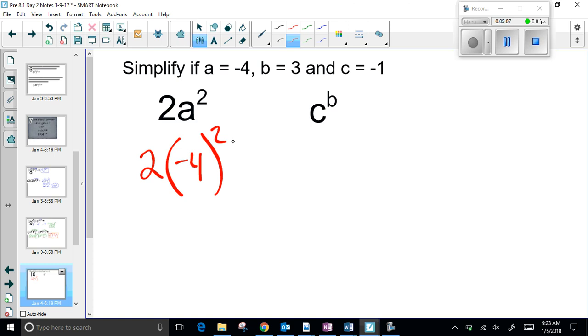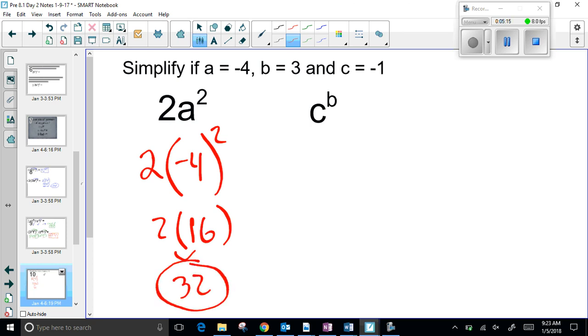Well, what is -4 raised to the second power? -4 times -4 is 16. Then I multiply times 2, and it gives me 32. It's as simple as that. Again, if you try and skip steps or do too much in your head, sometimes people will end up in weird places. So go step by step, and you'll avoid issues.